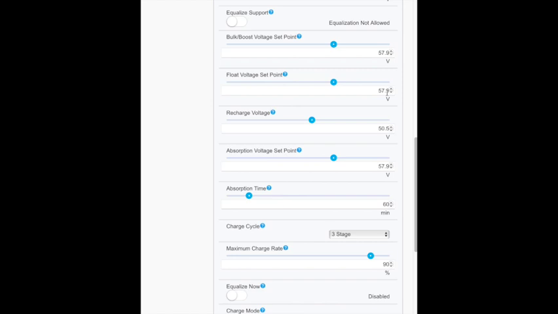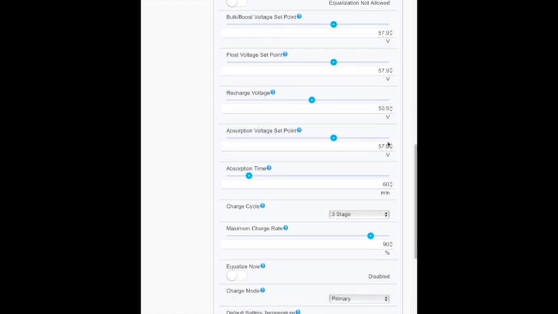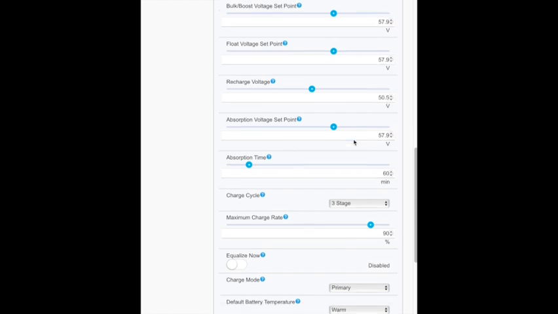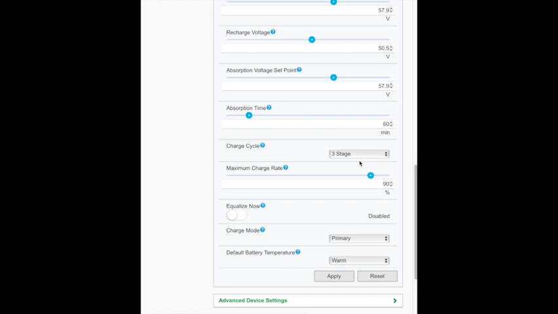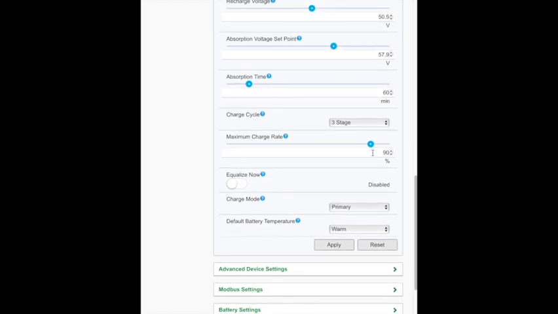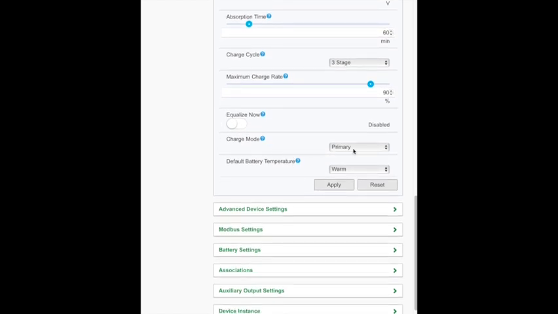And my recharge is set to 50.5 volts. And the system right now actually recharges even when it doesn't hit 50.5. As soon as the sun is up, it's charging the system back up. On the charge controller, you run 3-stage. On the inverter, you only run 2-stage with lithium ions. My maximum charge rate is 90 amps, and this device is 100 amps out, so I turned it down to 90%, which is 90 amps.